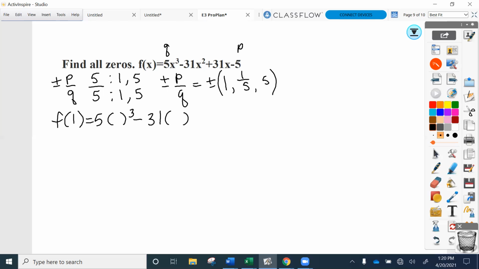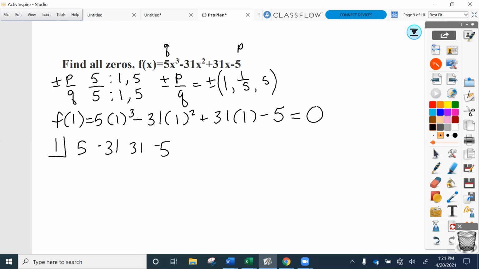So I'm going to put it everywhere I see an x and see if it adds up to 0. And in fact, if you did that math, you would find that it does. So we're going to use that 1, since we know it's a 0, in synthetic division with the same polynomial above. We're just doing the synthetic division now.